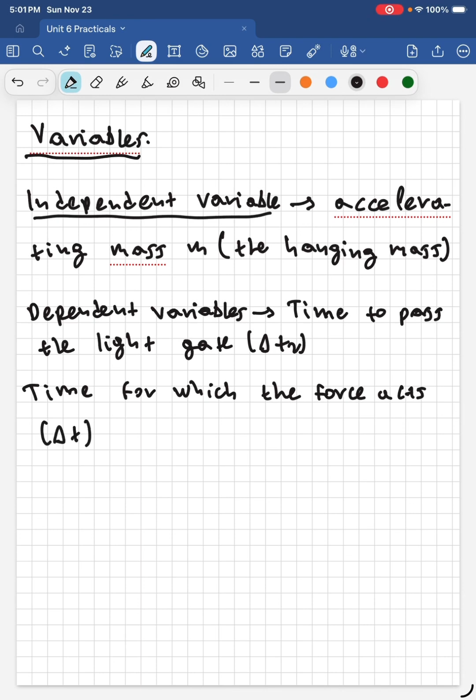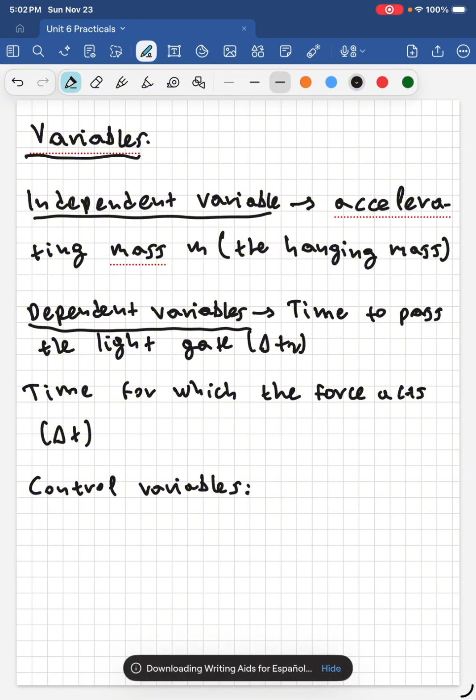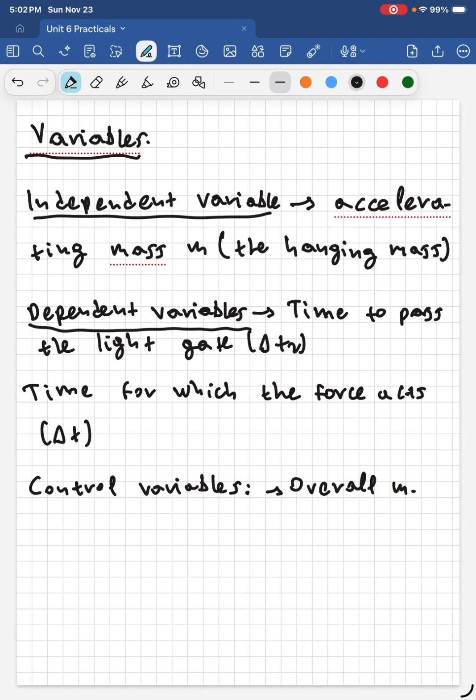Okay, and there are some control variables, which, as the name suggests, you need to keep them under control so they don't interfere with your experiment. But these variables provide the randomness in the experiment. So when we talk about random error, we involve, sometimes we mean things like this. So control variables, okay, ideally they shouldn't intervene with your experiment, is the overall mass of the system.